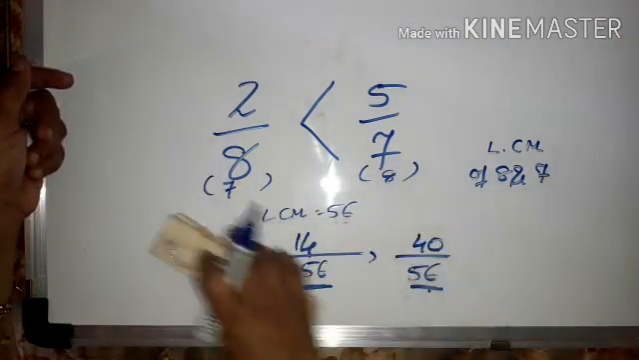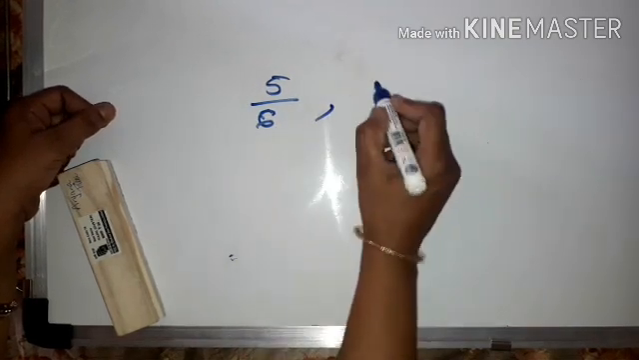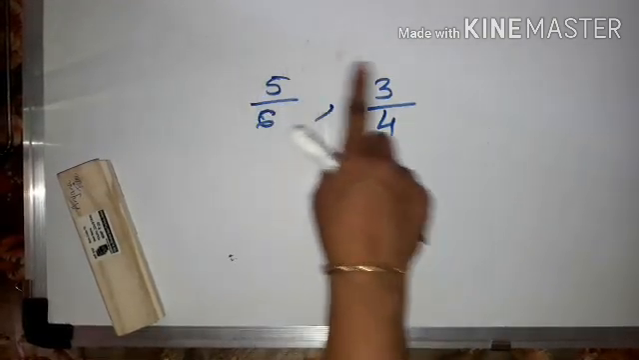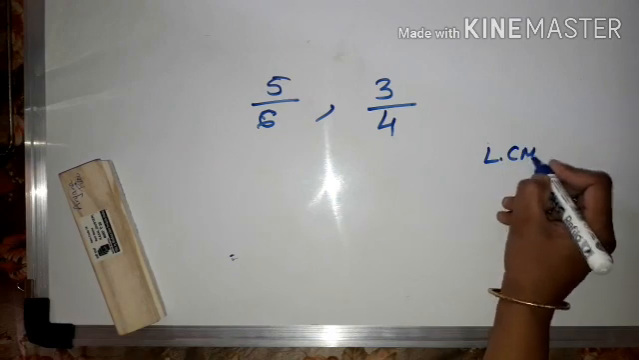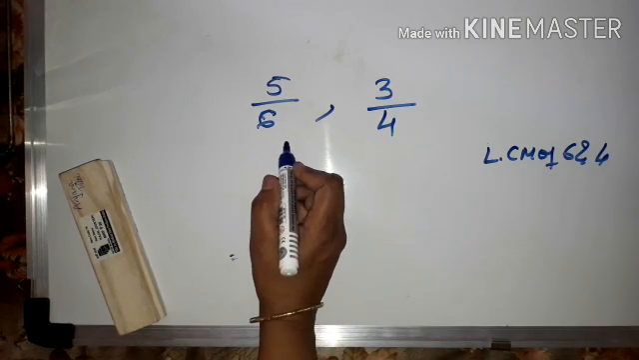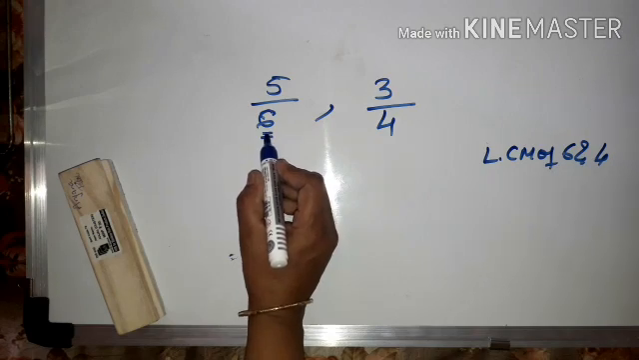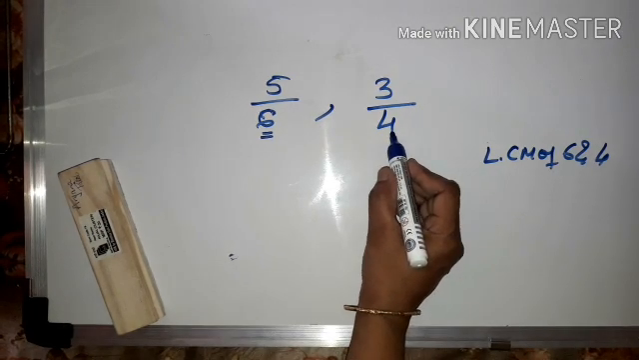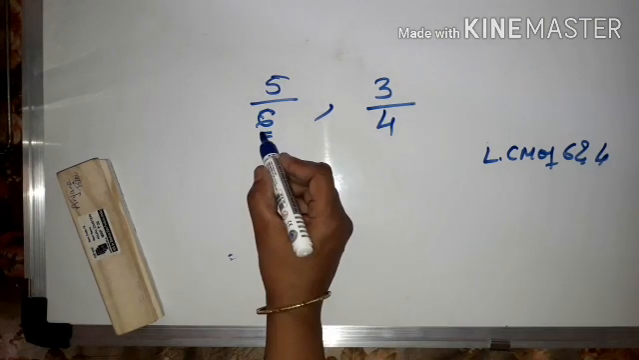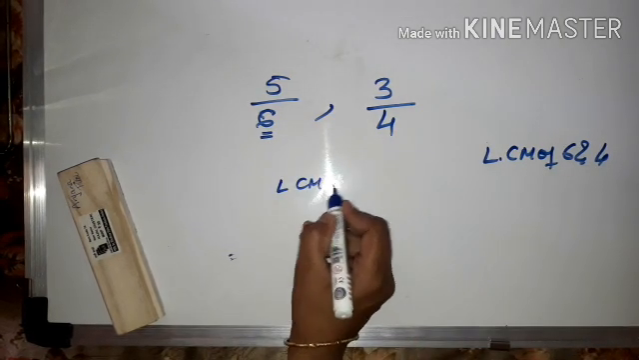Say one more example. If you have say 5 upon 6 and 3 upon 4. So neither the numerator nor the denominators are equal. We will find out LCM of 6 and 4. Now orally, how to find it out. Go on speaking the table of 6. Say 6 ones are 6. You have to think whether 6 comes in table of 4 also. It doesn't come. So 6 is not the LCM. 6 twos are 12. Here also 4 threes are 12. You get it. So LCM is 12.